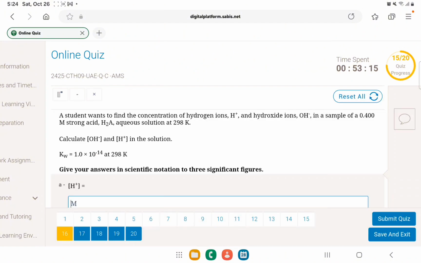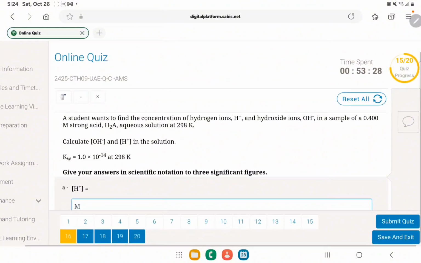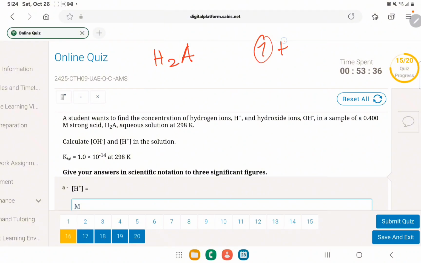Okay, so a student wants to find the concentration of H+ ions and OH- ions in a sample of 0.4 molarity of a strong acid, H2A. So we're going to follow the steps. First step, we check if we have H or OH or both. Here we have an H. Now we check how many. Here we have 2.